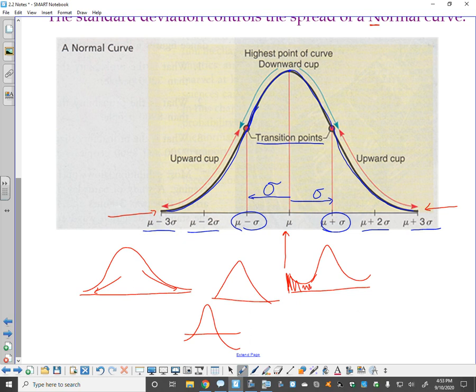Now notice this curve only goes 3 standard deviations in either direction. Most of your data, and we're actually going to get very picky today about how much data we're talking about, but the majority of your data is going to be within 3 standard deviations of your mean. However, I did not say all. 100% of your data is not necessarily within 3 standard deviations of your mean. So that's why the curve does not touch the x-axis, because you have to leave room for those crazy pieces of data that are out there.